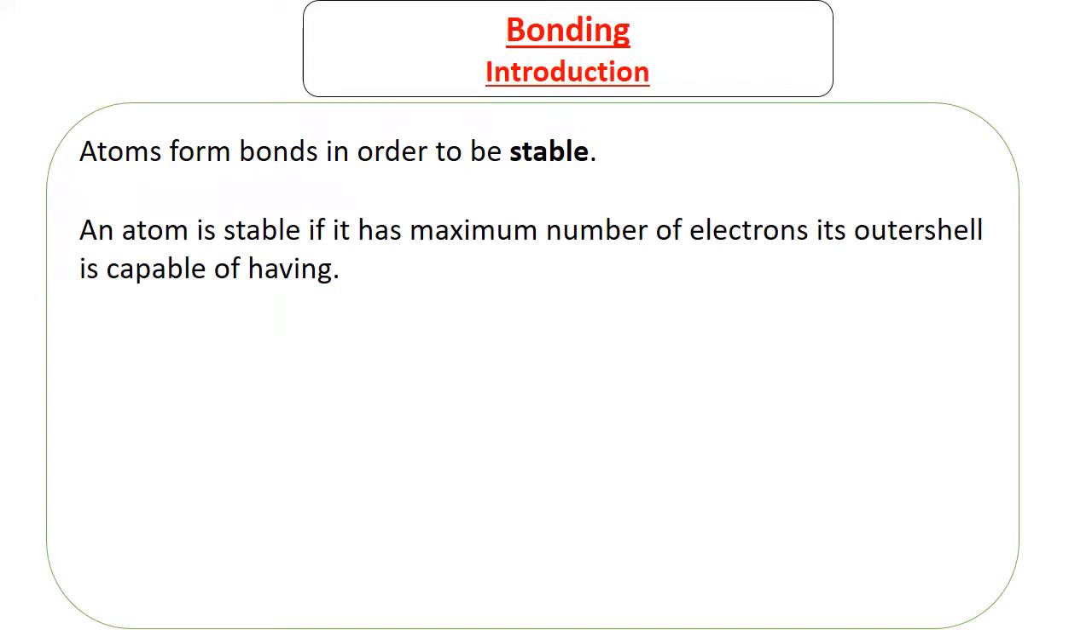So what does it mean to be stable? An atom is stable if it has the maximum number of electrons its outer shell is capable of having. If you have been given an atom and you look at its outermost shell, and the outermost shell has the maximum number of electrons that it is capable of having, then that atom is stable.